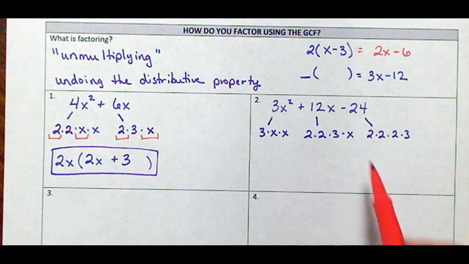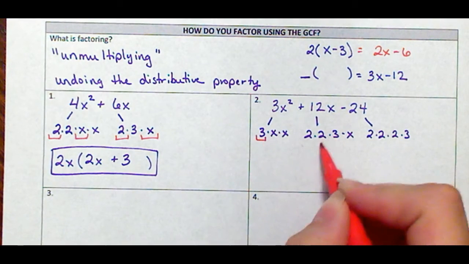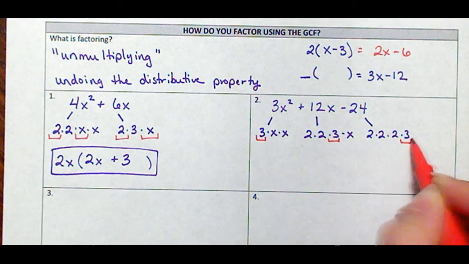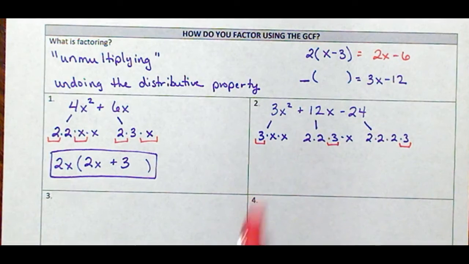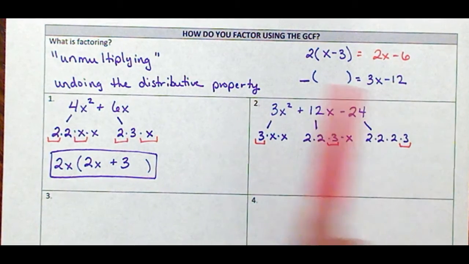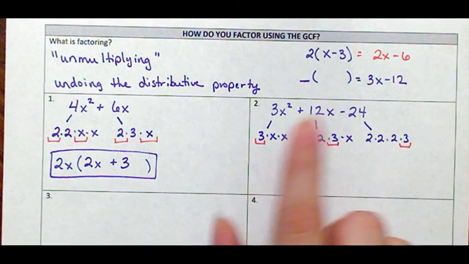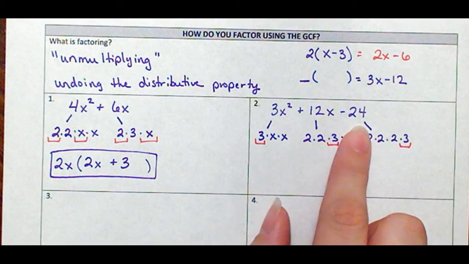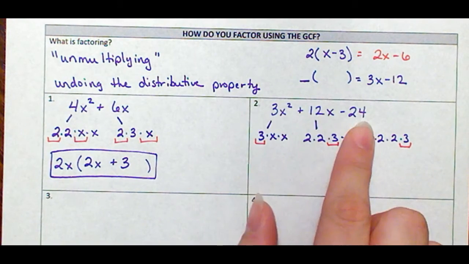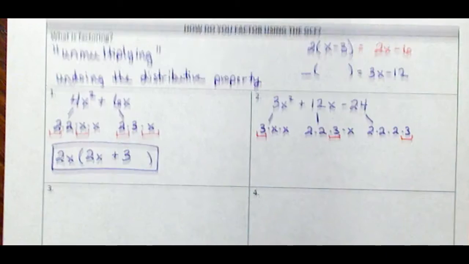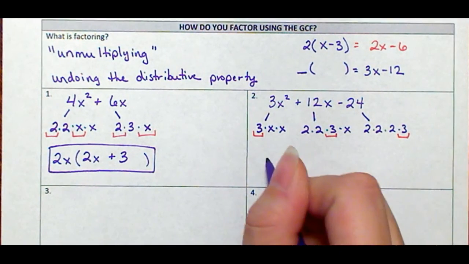Now, when we start looking for what they have in common, notice all they have is a little 3. Now, I'm sure you can tell this can get very cumbersome very quickly, having to write out all these factors. So you should be able to just look and say, okay, 3, 12, and 24, I can divide all of those evenly by 3. 3 is the biggest number that will go evenly into all 3 of them. So 3 is what's coming out.